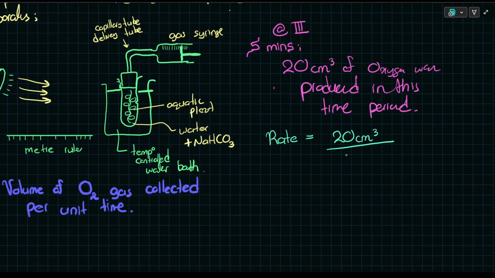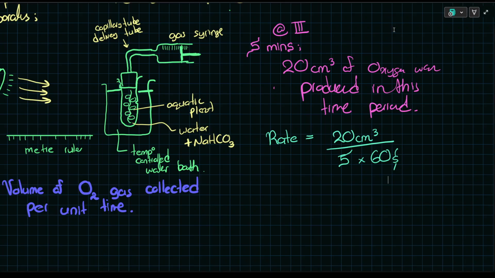So time is 5 minutes. Now the thing with time is this is not the SI unit of time. It has to be seconds. So to convert minutes to seconds, what do you do? You multiply by 60. 5 times 60 seconds. So let's just see what we get here. 20 divided by 5 times 60. Now 5 times 60 should be 300. So 20 divided by 300 is 0.0666, I think it's recurring.